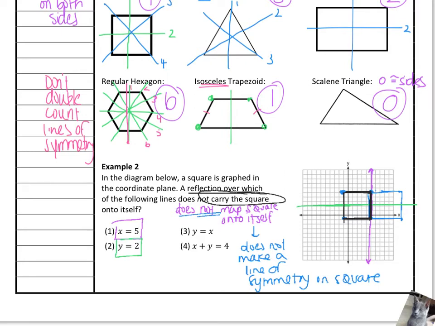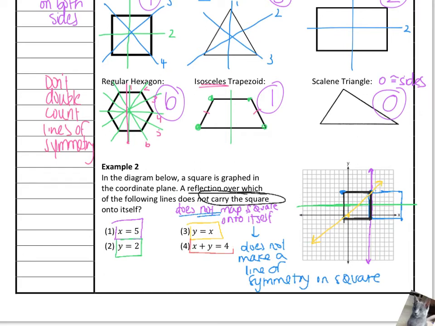Okay, so then we've got another one, y equals x. So that has a starting value of 0, and it goes up 1 over 1, up 1 over 1, up 1 over 1, and so on and so forth, as it becomes the diagonal of the square. Remember, up above we said diagonals of squares are lines of symmetry, and therefore it would map the square onto itself.